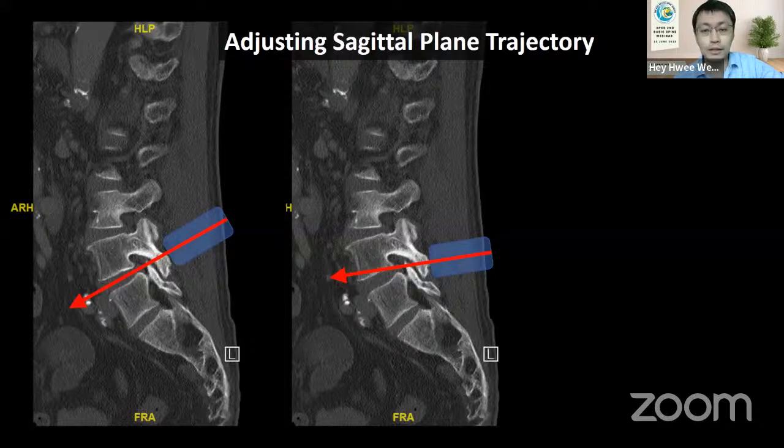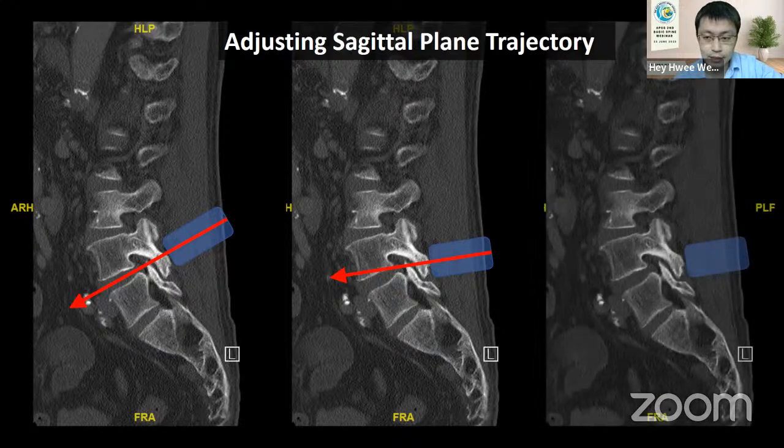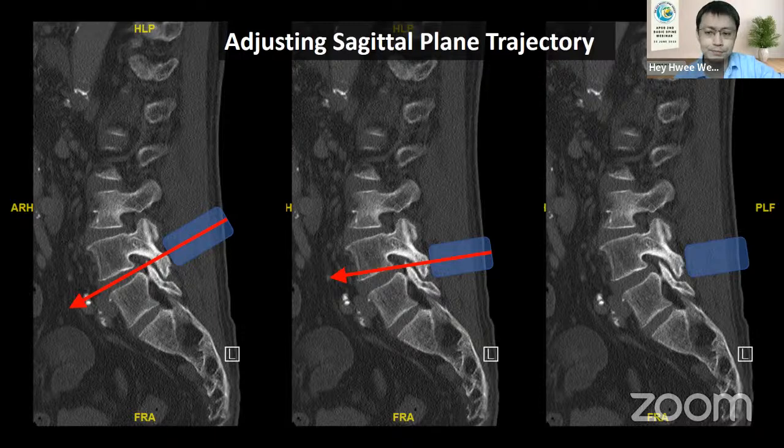The trajectory is important. It's a Wiltse approach, so it is paramedian, aiming for the facet joint, as you can see in two sagittal views here, one in the tangent of the end plate, the other one not in the tangent of the end plate. And it is important that you realize whatever you can do is determined by the tubular retractor. So if it is off center, your trajectory will be wrong and that can cause problems. So docking is one thing and the trajectory is the other thing.